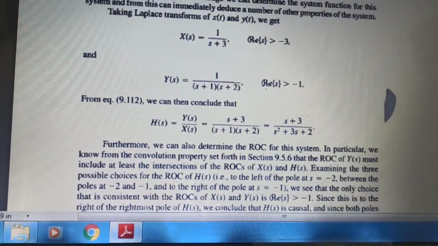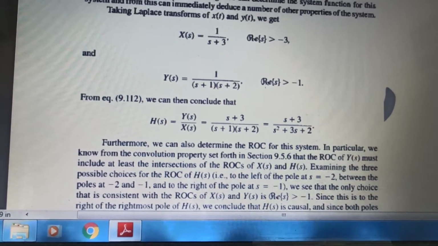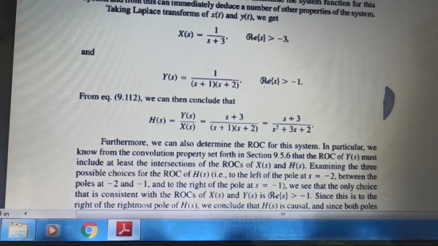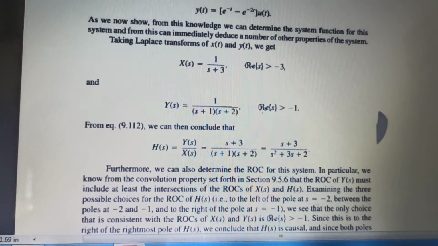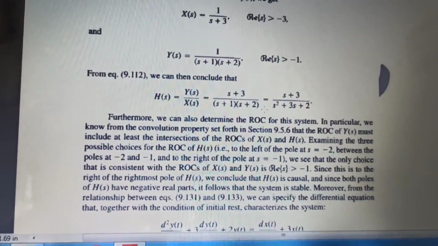So we can conclude that H(s) is nothing but Y(s) by X(s). Okay, so that expression becomes (s plus 3) over (s square plus 3s plus 2). Okay, I think this is very clear. If you want some time to calculate, you can calculate it.